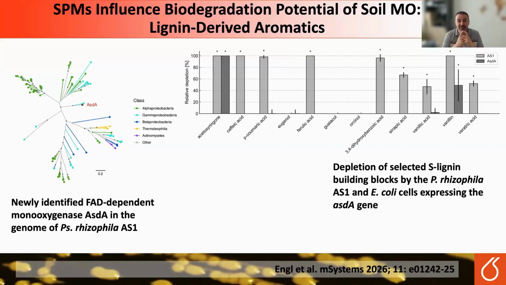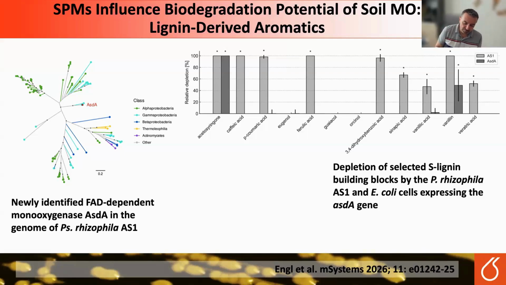But when we looked specifically, using genetic engineering tools, at which of these compounds are specifically transformed by ASDA, we saw that it is only acetylsyringone and, to a certain extent, vanillin. You can see that the second bars in each couple are only present in the case of acetylsyringone and vanillin.